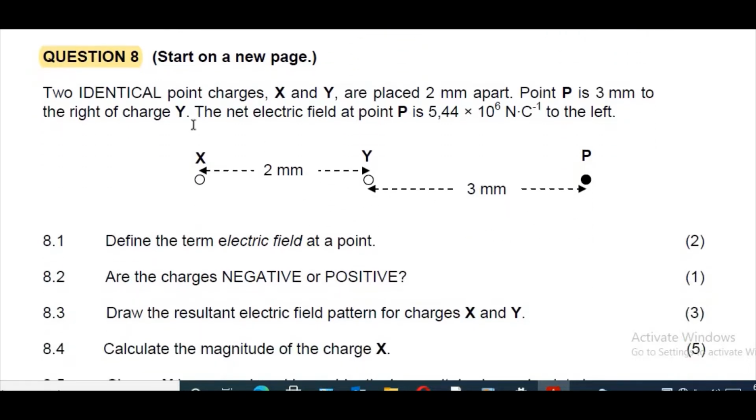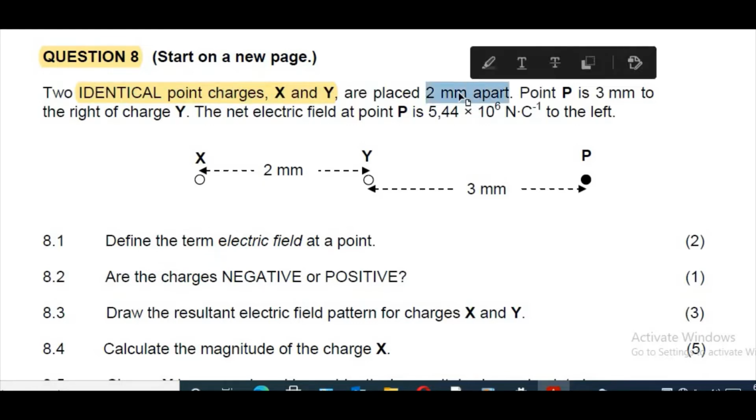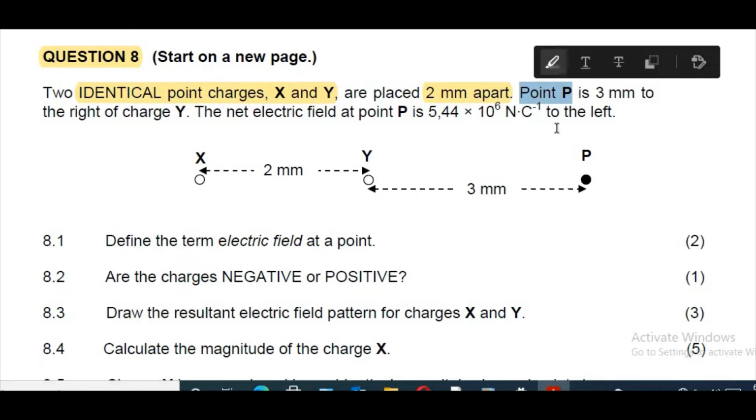The question says two identical point charges. So we have X and Y, which are identical, placed 2 millimeters apart. So the distance between X and Y is 2 millimeters, right? Cool. So please try to jot down the question, because I'm not going to bring it up again later in the lesson. And then they mentioned that there's a point P here.